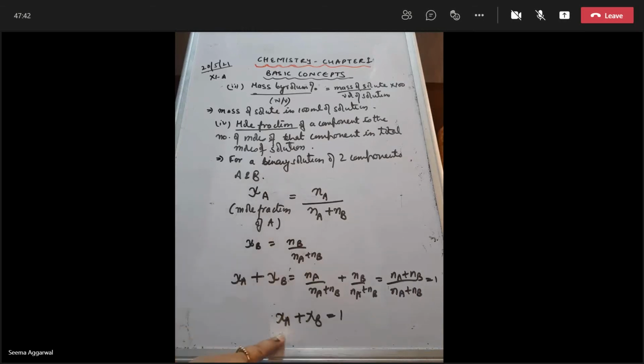So if one is given, I can calculate the other. If I am given the value of chi A, what will be chi B? 1 minus chi A. So these points will be used in the numericals. Is it okay? Ma'am, can you please repeat this?